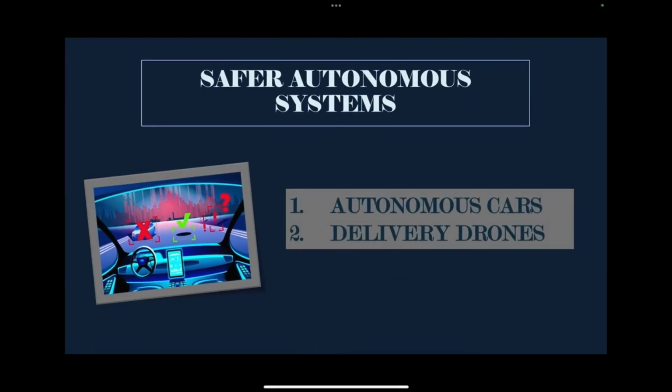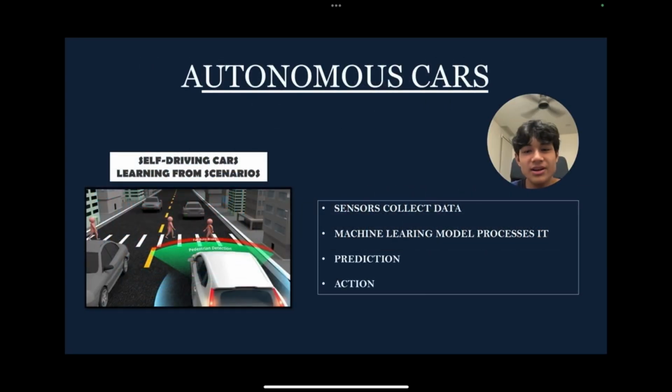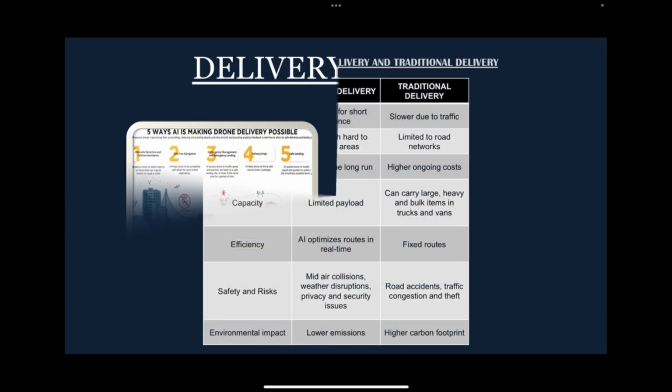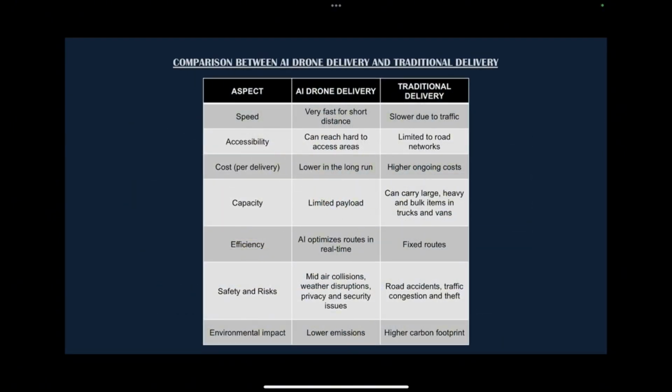As for autonomous systems, we have autonomous cars and delivery drones. These self-driving cars are very special as they have sensors to collect data based on obstacles they face and predict events before action is taken. In delivery drones, sensors are also used to navigate while avoiding obstacles, and landing at the destination safely. Between delivery drones and traditional delivery, there are many more advantages using delivery drones compared to traditional delivery.